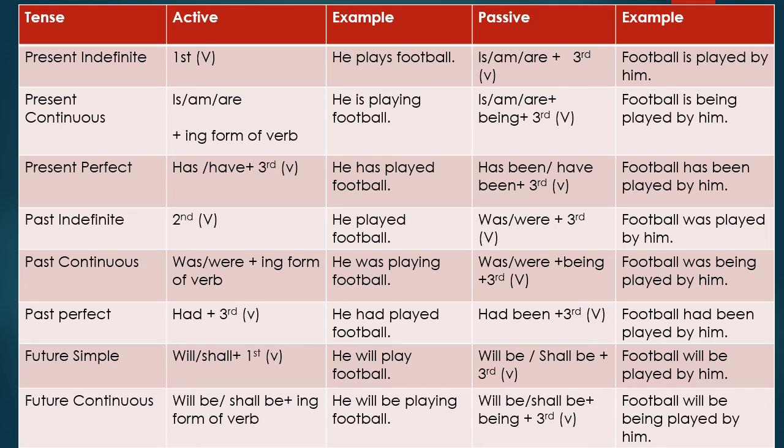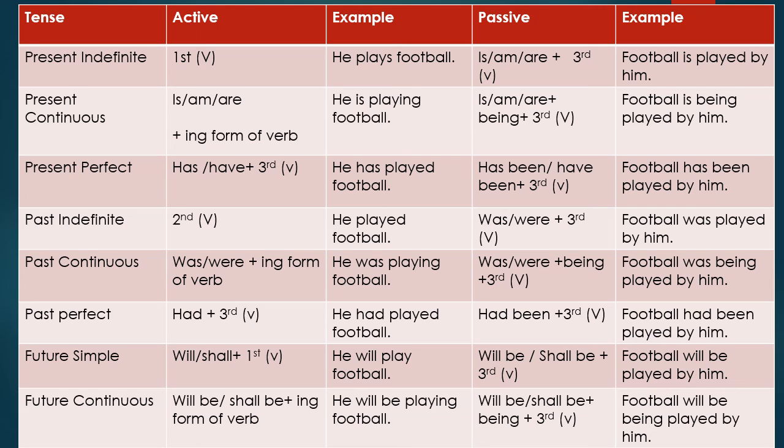Past perfect tense. We use had plus third form of verb in active voice, and in passive voice we use had been plus third form of verb. For example, he had played football. Football had been played by him. Future simple tense. We use will and shall plus first form of verb, and in passive voice we use will be or shall be plus third form of verb. For example, he will play football. Football will be played by him.